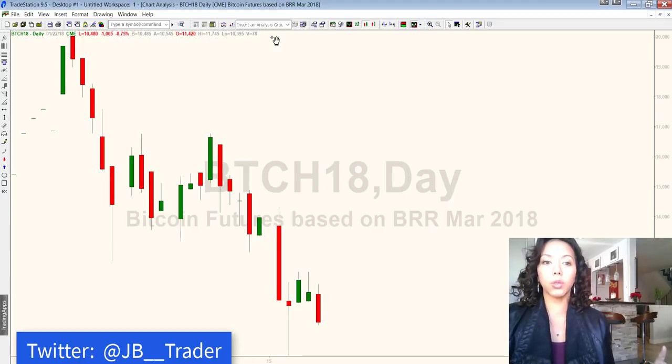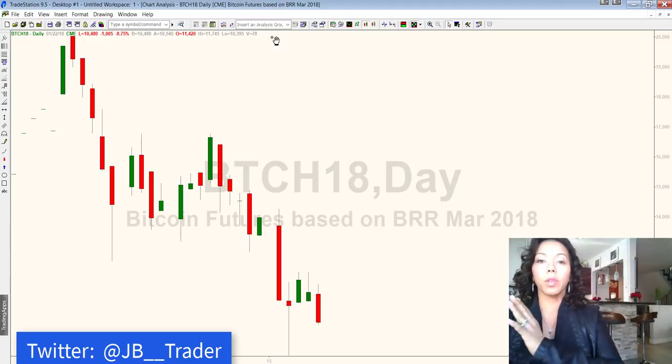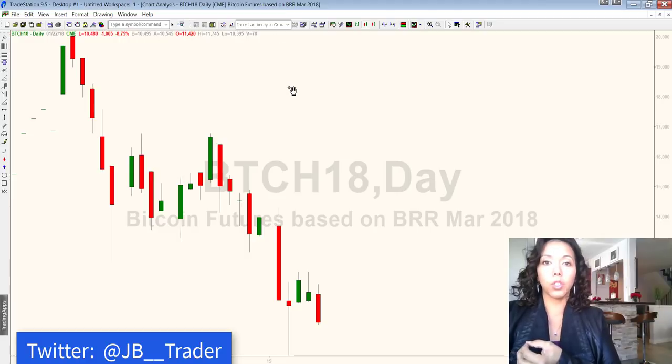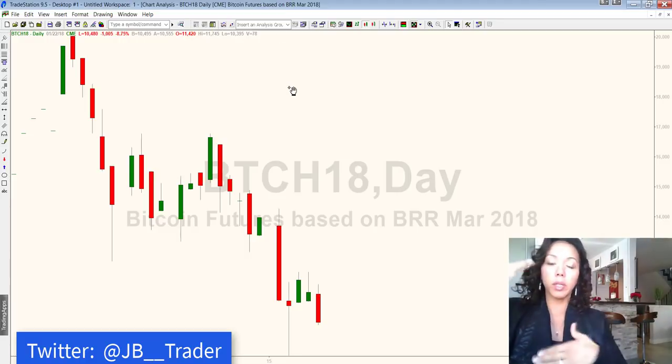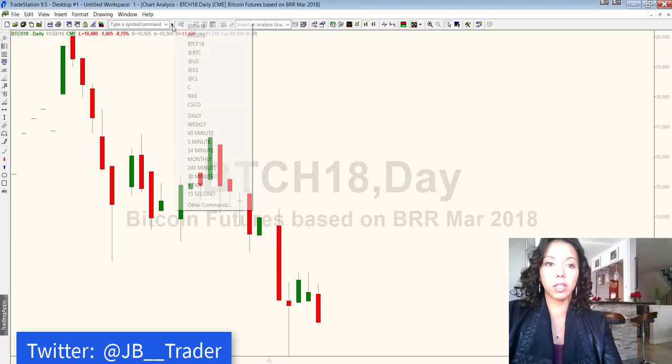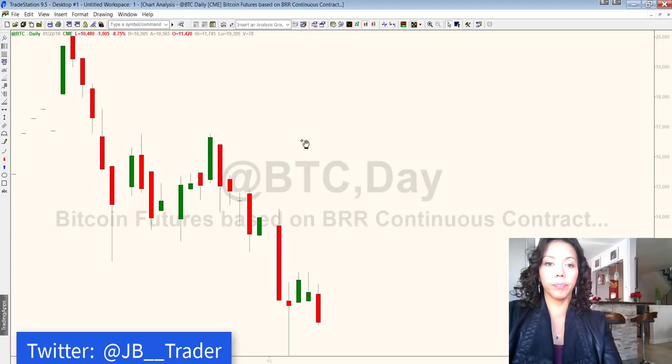Now, if you don't want to go to each individual month for the Bitcoin futures charts, you can look at the continuous contract, which is a chart that makes adjustments for each month and pulls all that data together into one price chart. If you want to look at that, you pull up the at symbol, BTC. It looks like that: at BTC. This is called the continuous contract. Great.